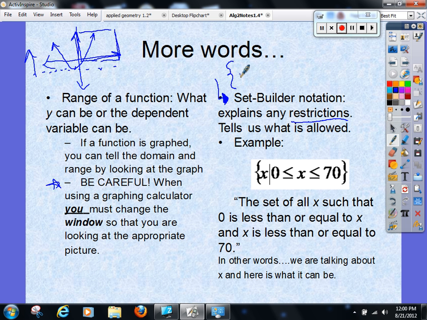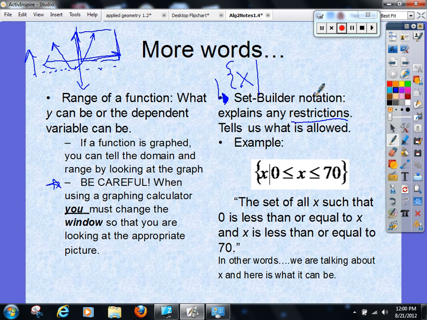The first thing you do is say, here's what I'm talking about. I put an x here. That means I'm talking about domain, because domain is what x can be. So we say the set of all x. This is what I'm talking about. It's like a disclaimer. This long line means such that. You will use that in your math career from here on out. The set of all x such that, then you put your restriction.